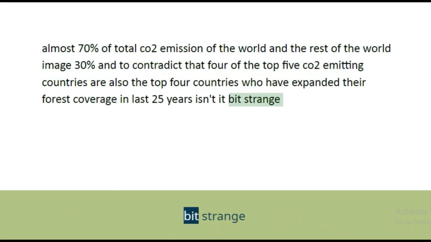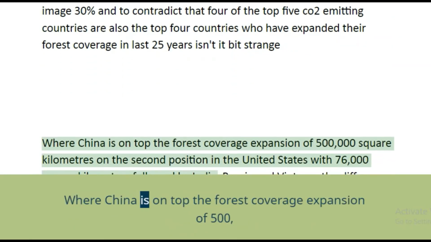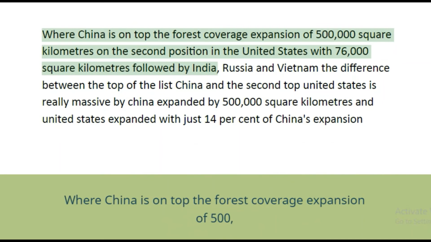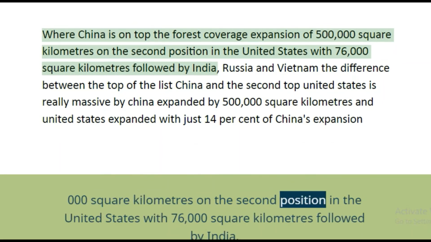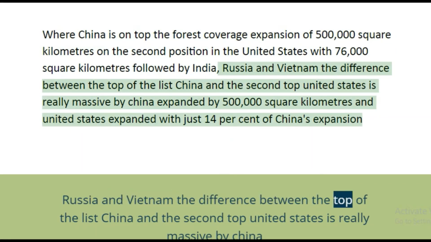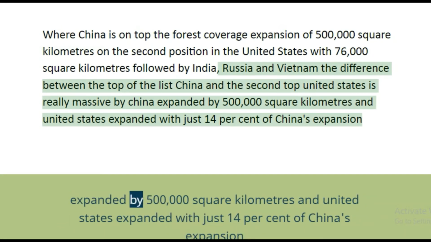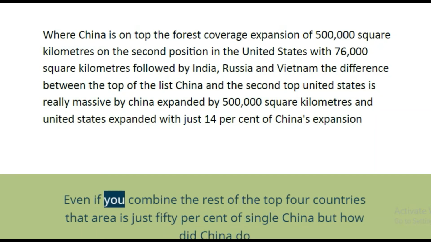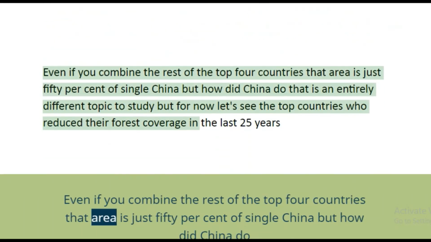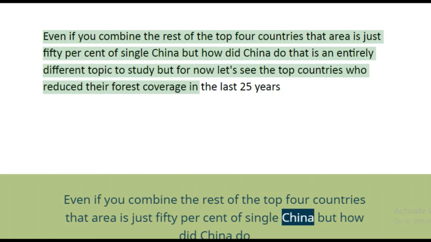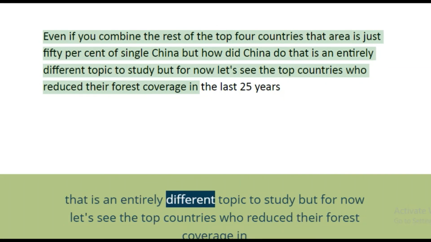Isn't it a bit strange? China is on top, with a forest coverage expansion of 500,000 square kilometers. In second position is the United States with 76,000 square kilometers, followed by India, Russia and Vietnam. The difference between the top of the list, China, and the second, the United States, is really massive. China expanded by 500,000 square kilometers and the United States expanded with just 14% of China's expansion. Even if you combine the rest of the top 4 countries, that area is just 50% of China alone. But how China did that is an entirely different topic to study.